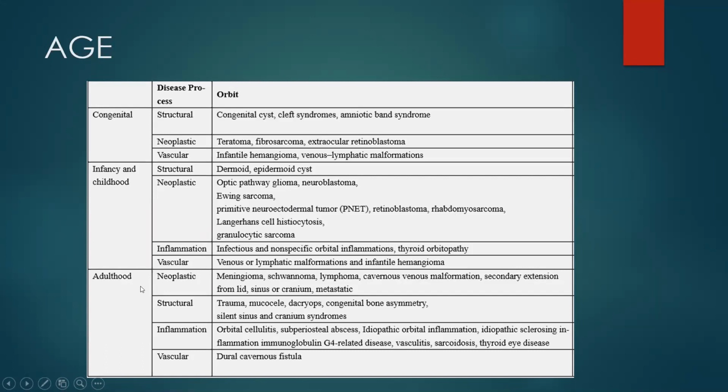Then in adulthood, we have other conditions that can present at the adult age, like meningioma, schwannoma, lymphoma, cavernous venous malformation, and in structural, like silent sinus syndrome, and other diseases.